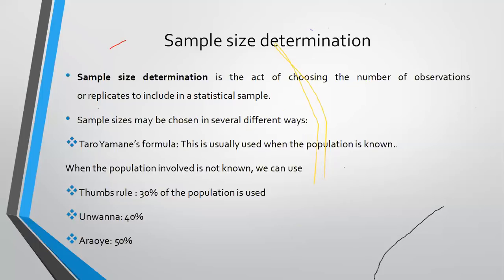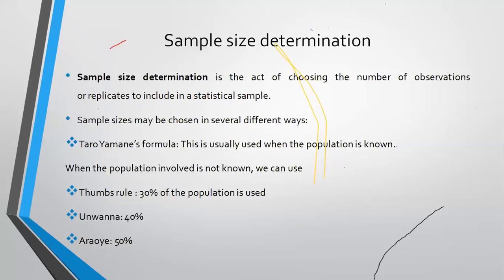There are different ways that you can select your sample size. But the commonest ways of selecting sample size in nursing, the first one is Taro Yamane's formula. I know you have heard about this on several occasions. Many people use Taro Yamane's formula. And you only use Taro Yamane's formula when your population is known. When your population is known, that is the only time you can use Taro Yamane's formula.